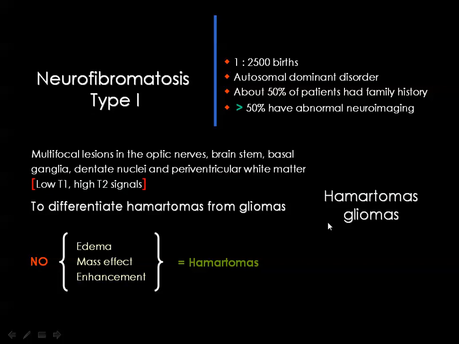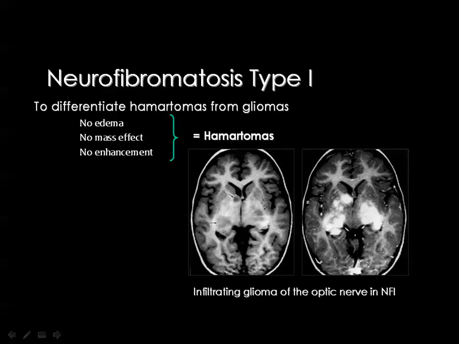In cases of neurofibromatosis type 1, we can identify lesions along the visual pathways, starting from the optic nerves, the chiasm, the tract, and the visual radiations. And these lesions may be one of two. Either they are hamartomas or they are gliomas. In cases of hamartomas, you can see the lesions are not surrounded by edema, exerting no mass effect and do not enhance. And if the lesions are enhancing, you are in the diagnosis of gliomas rather than hamartomas.